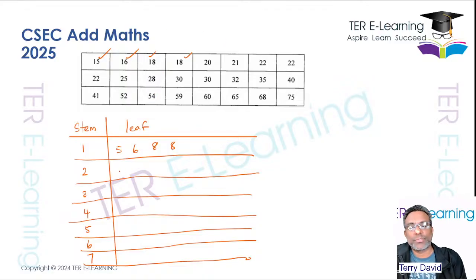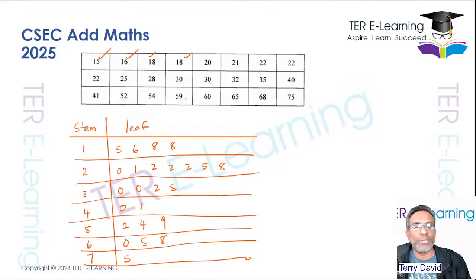Then we have 20, so we put a 0 here. Then we have 21, a 22, a 22, and a next 22. Then we have a 25, then a 28. Then we switch to 30. We have a next 30, 32, and 35. That's it, 1, 2, 3, 4. Then we have 40, 41. Then we jump to 52, a 54, a 59. Then we have a 60, a 65, a 68, and then a 75.